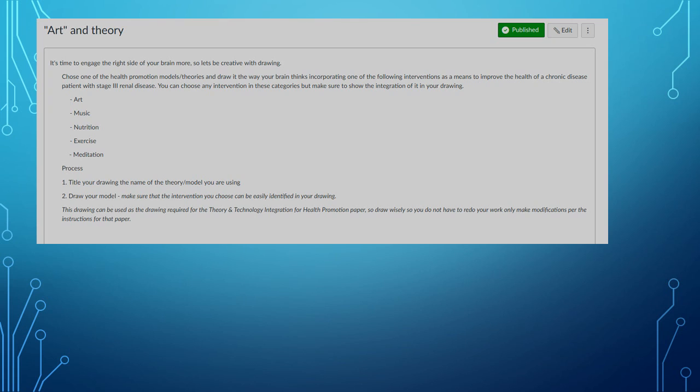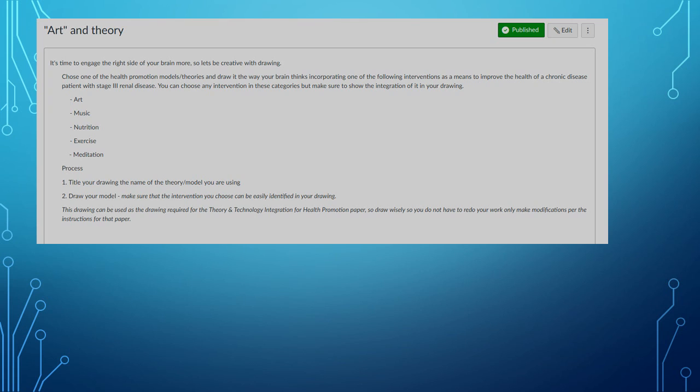So you put that patient in there, and then somewhere along the lines with whatever model, framework, theory you choose, you have to show where you would bring in the art, the music, the nutrition, exercise, or meditation. And you just have to choose one of those. Just choose one intervention. And for art, let's say you decide you want to choose drawing, or you want to choose painting, or you want to do graphic art, or you want to do collage. Whatever your art is that you want to do, that's a tactile piece.